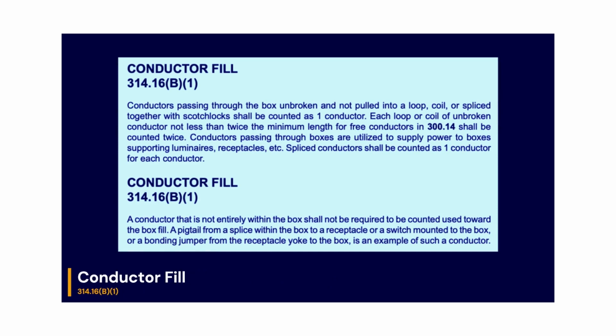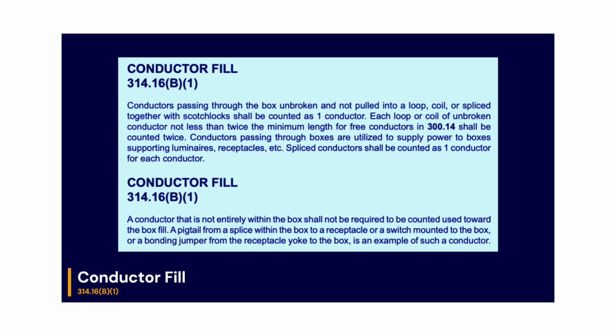Conductor fill. 314.16(B)(1). Conductors passing through the box unbroken and not pulled into a loop, coil, or spliced together with Scotchlocks shall be counted as one conductor. Each loop or coil of unbroken conductor not less than twice the minimum length for free conductors in 300.14 shall be counted twice. Conductors passing through boxes are utilized to supply power to boxes supporting luminaires, receptacles, etc. Spliced conductors shall be counted as one conductor for each conductor.